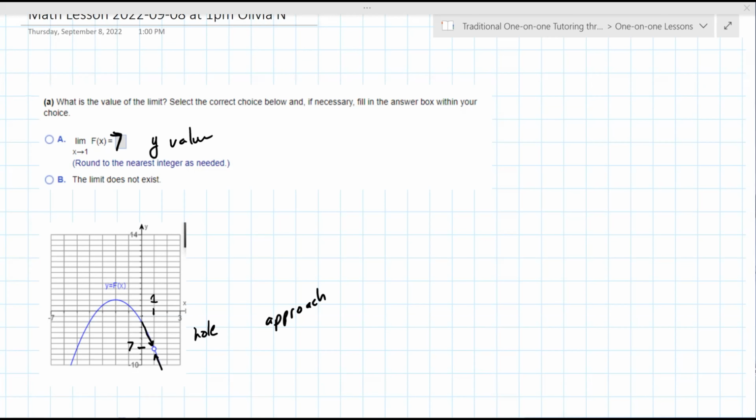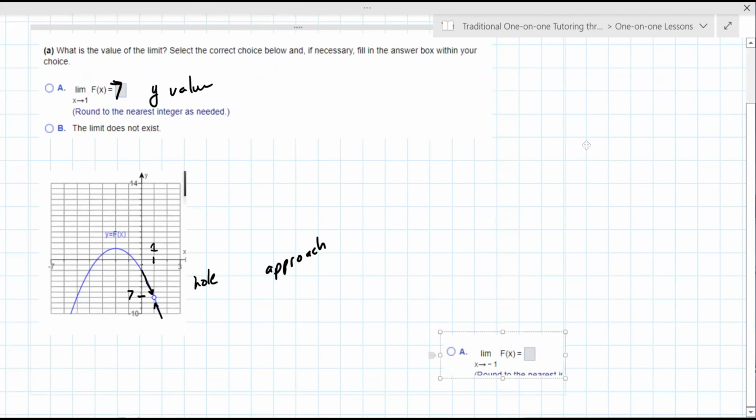And then the other problem asks for the limit. Let me snip this in. The part B, it wants the limit as x approaches -1. Okay, sorry, we'll just put it down here.